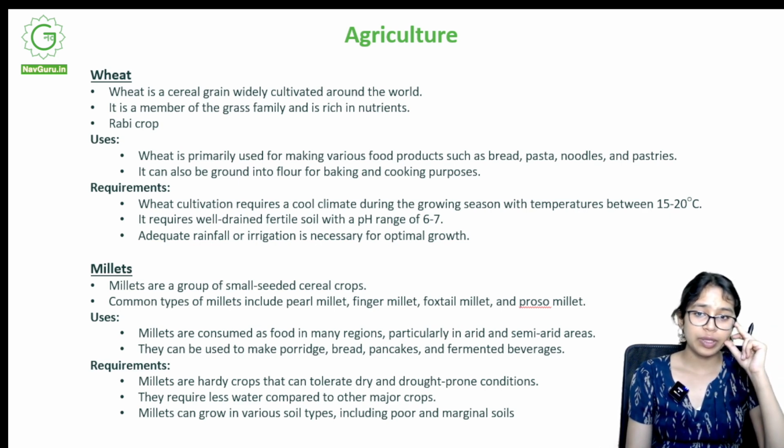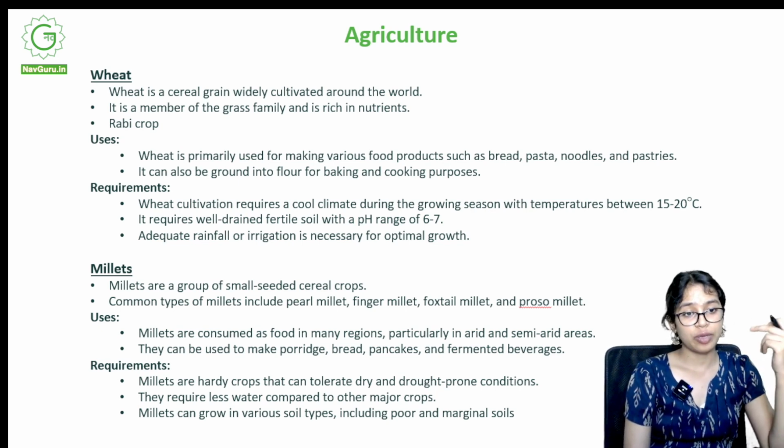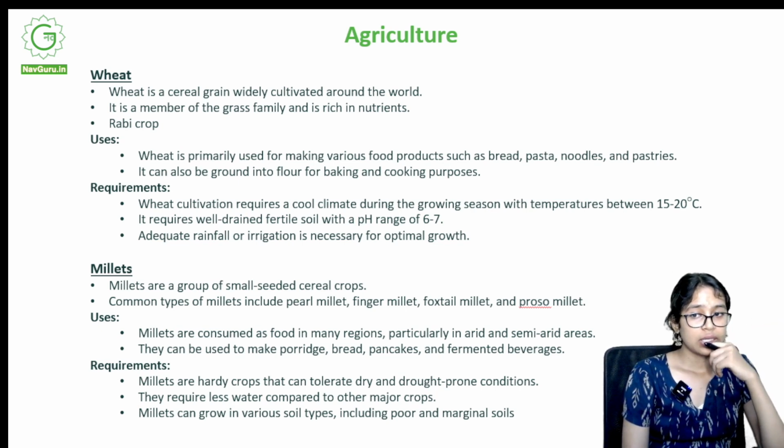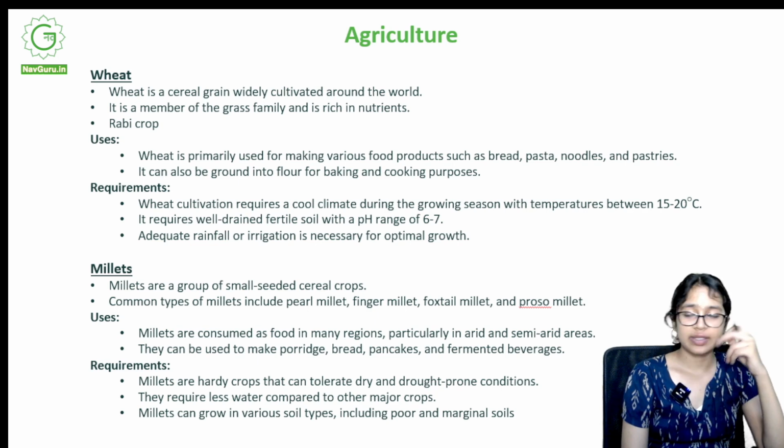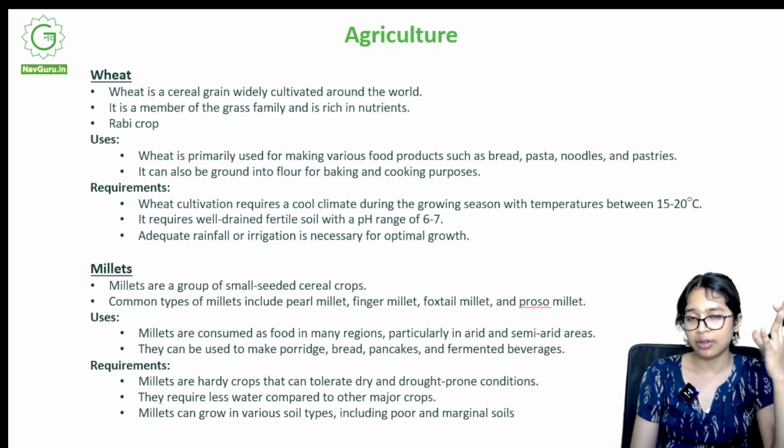Okay, with this we end this lecture, but we shall soon continue this ahead with more major crops, and over there we shall be discussing more of these. Then we shall be discussing the soils in the country.